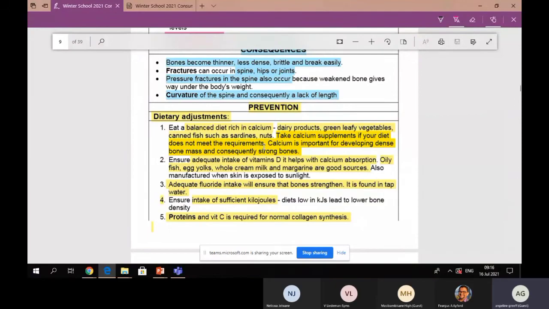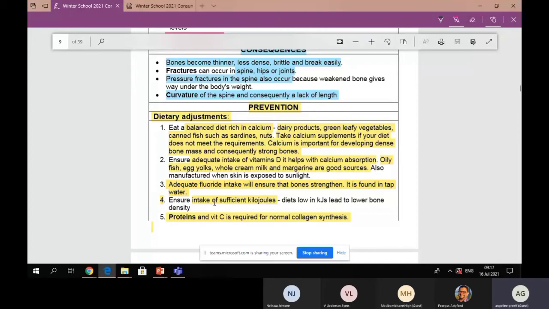And then some other important nutrients, adequate intake of vitamin D. Why vitamin D? Because vitamin D helps with the calcium absorption into the bones. Where do we get vitamin D from? Oily fish, egg yolks, whole cream milk, margarine, these are good sources. We should also know that when our skin is exposed to sunlight, the body is able to manufacture vitamin D. Okay, and then other important nutrients, right, is adequate fluoride intake, because this also ensures that the bone is strengthened. You'll see we find it in tap water.